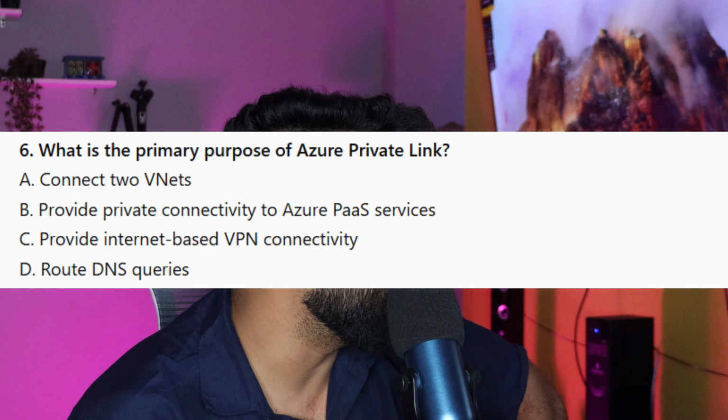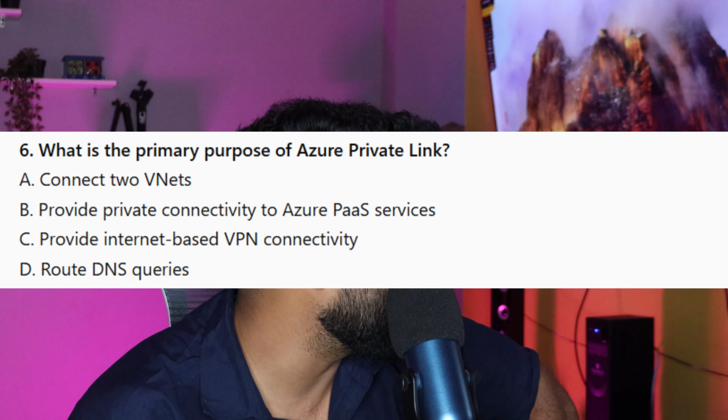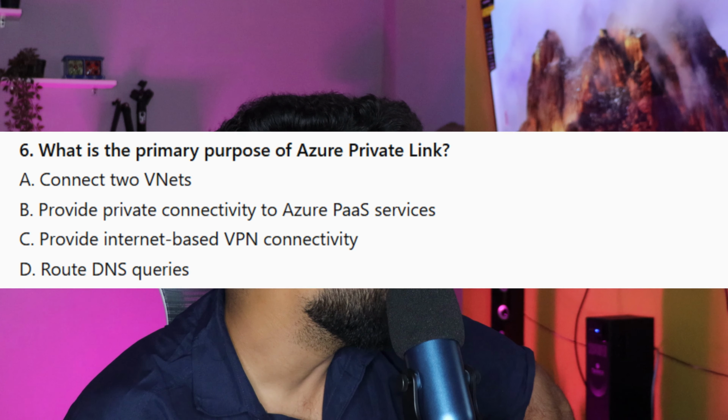Option A, connect virtual networks. That is not Azure Private Link; we do not use Private Link to just connect virtual networks. Option B, provide private connectivity to Azure PaaS services. That should be the right answer. Option C, provide internet-based VPN connectivity, a big no. And D is completely irrelevant. So let's go for option B, provide private connectivity to Azure PaaS services.